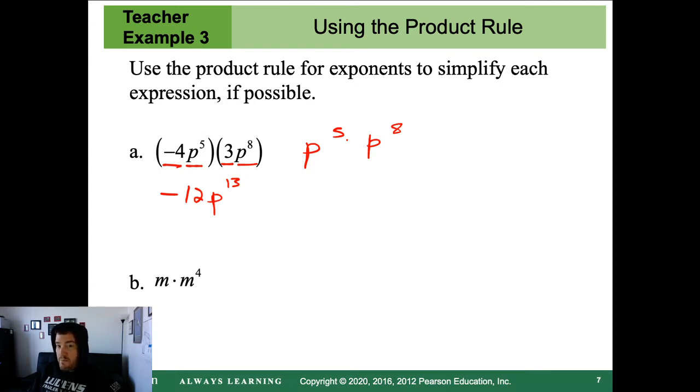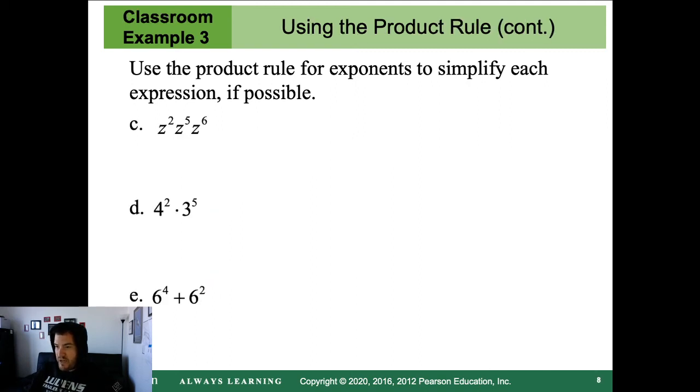Be careful on B. This one technically has a 1 here, so this should be m to the 5th, okay? So again, like bases, add the exponents. Go ahead and take a minute and try these. Oh, sorry, don't do this one. Do this one as 4 to the 5th. Sorry, it's supposed to be a 5. And then, yes, just try them for a couple minutes and I'll come back on.